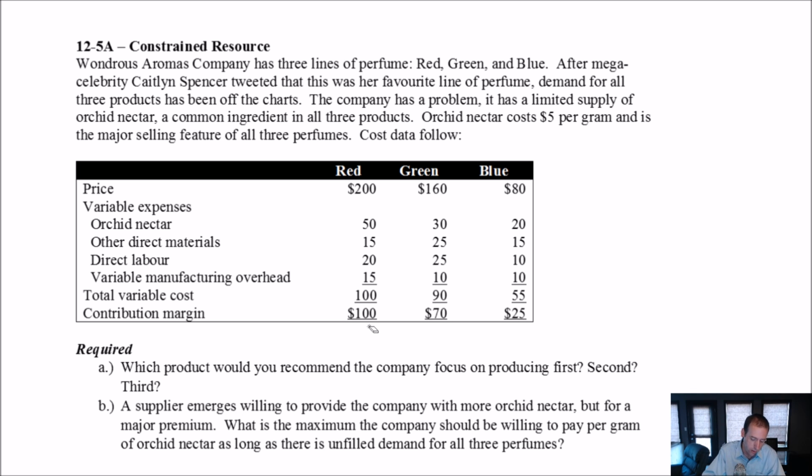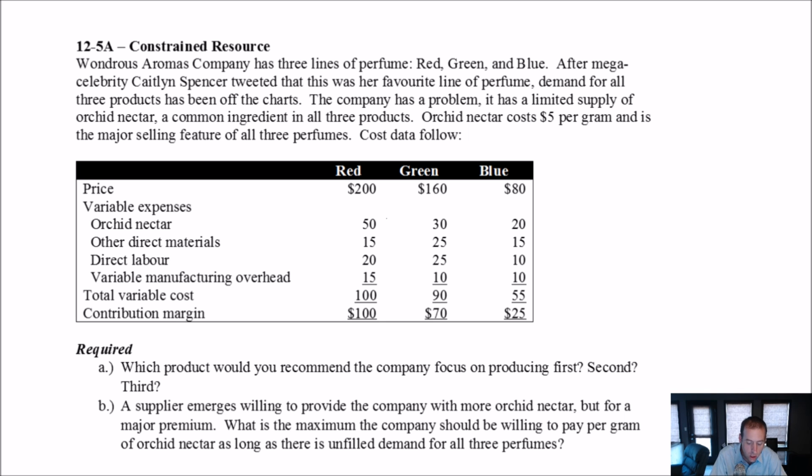Of course, companies don't always work that way because they have different product lines to get different markets, different people interested in their product that can afford different things. So we've got a problem, though. We don't have enough orchid nectar to make all the things we want to make. Orchid nectar, of course, is a direct material, and you can see there's $50 worth of orchid nectar in the red, 30 in the green, and 20 in the blue, and that's probably why they are cheaper as we go down the line. There's other direct materials in each one, and labor and variable overhead as well.